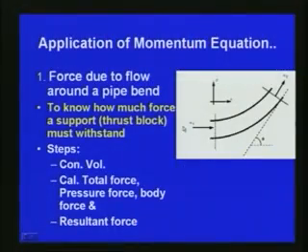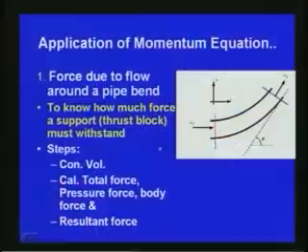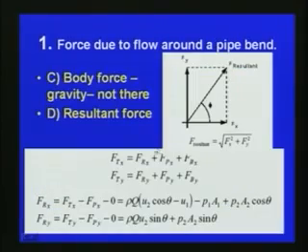The first case we discussed earlier was the force due to flow around a pipe bend. The basic steps involved are that we consider a control volume, then calculate the total force on the system, including the pressure force and body force, then find the resultant force, and then equate it with the momentum change. We derived the equation for that example, the force due to flow around a pipe bend, in the last lecture.